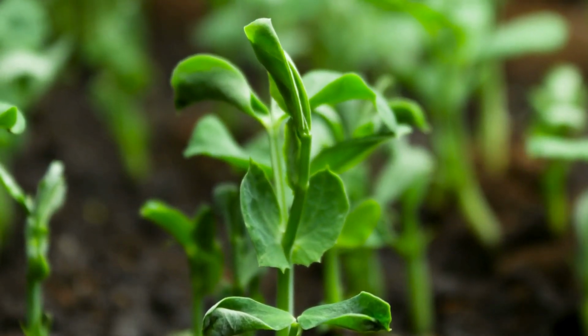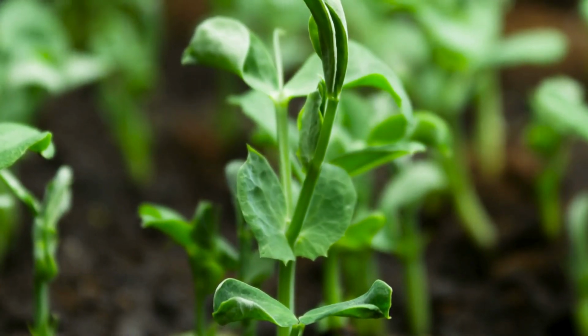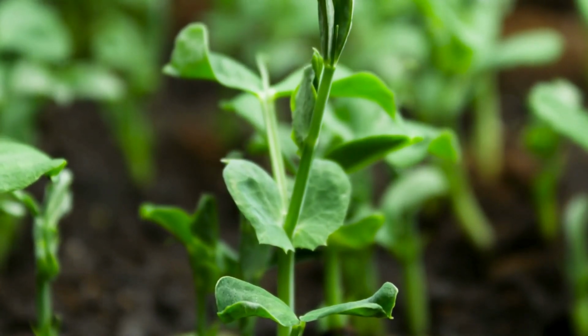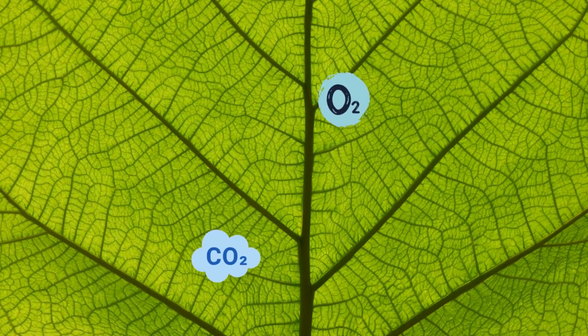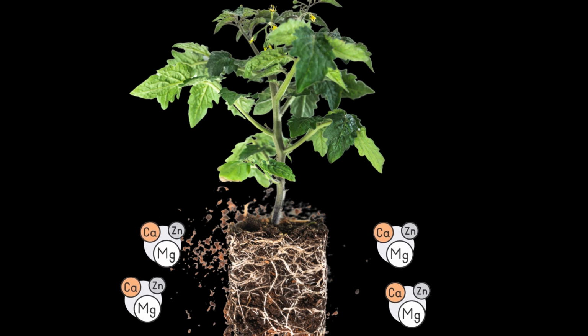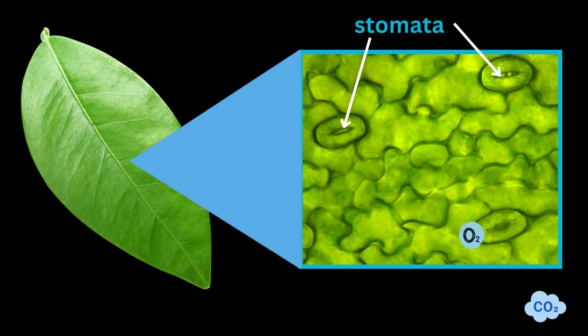Now we focus on diffusion in plants. Diffusion plays a critical role in various processes, essential for plant survival and growth. It enables the movement of gases like oxygen and carbon dioxide in leaves, and facilitates the uptake of minerals in roots. Let's examine these processes in detail. Leaves are the primary sites of gas exchange in plants. The process occurs through small openings on the leaf surface called stomata, which are surrounded by specialized guard cells.